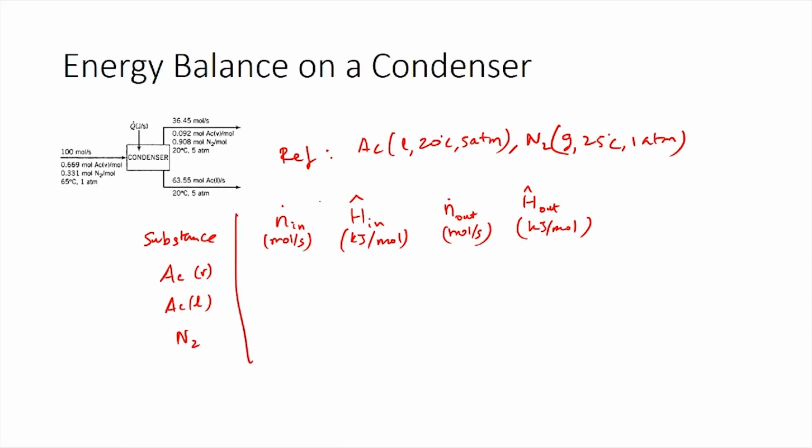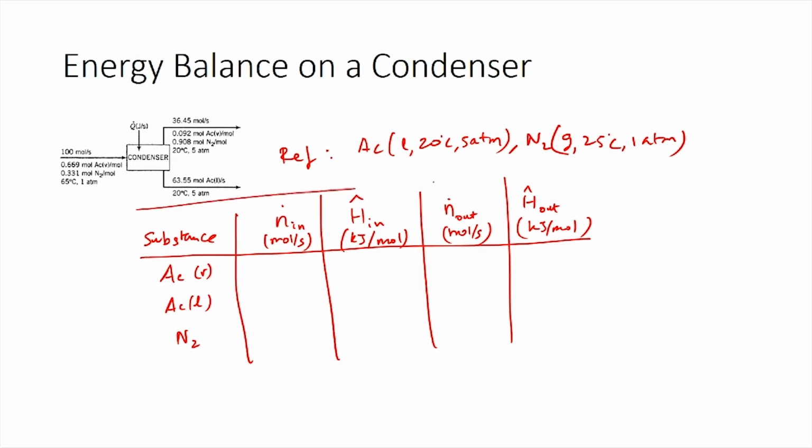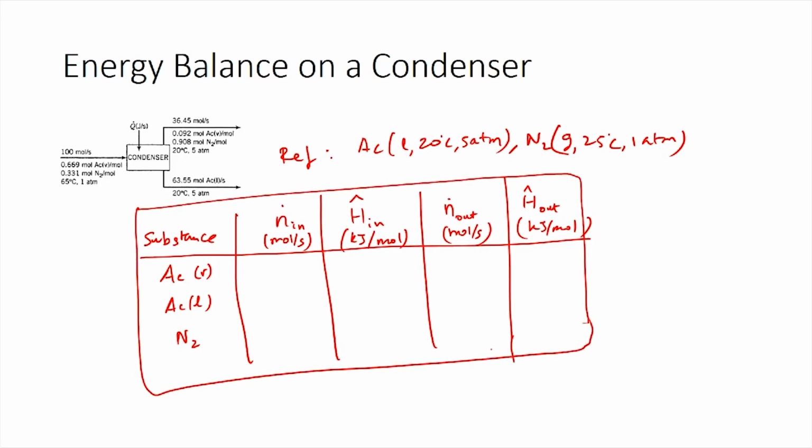So, this is the table we would be looking to use. So, our goal is to fill this table. So, the molar flow rate for acetone which is entering is 0.669 times 100, which is 66.9, and you do not have any acetone liquid entering. Nitrogen would be 0.331 times 100, which is 33.1.